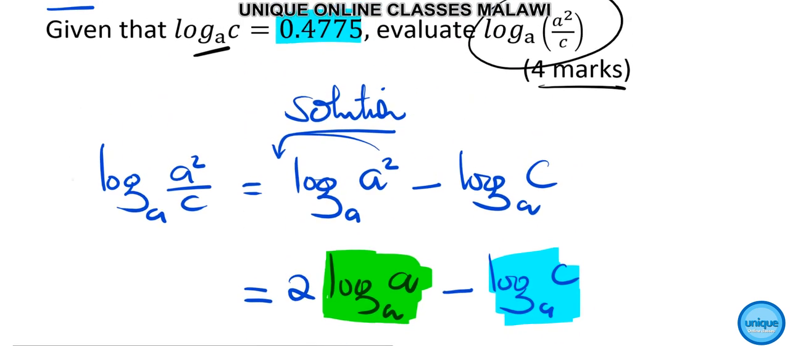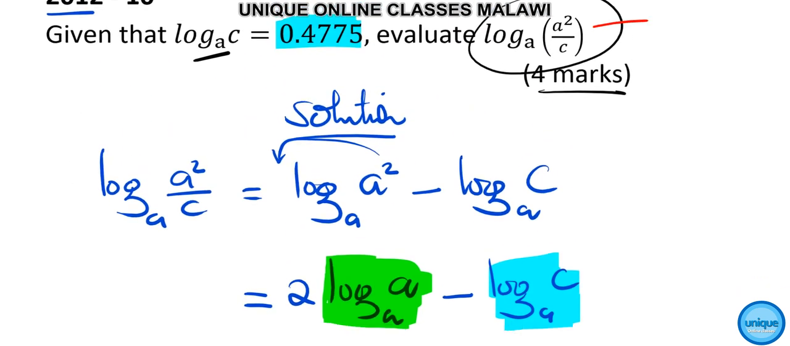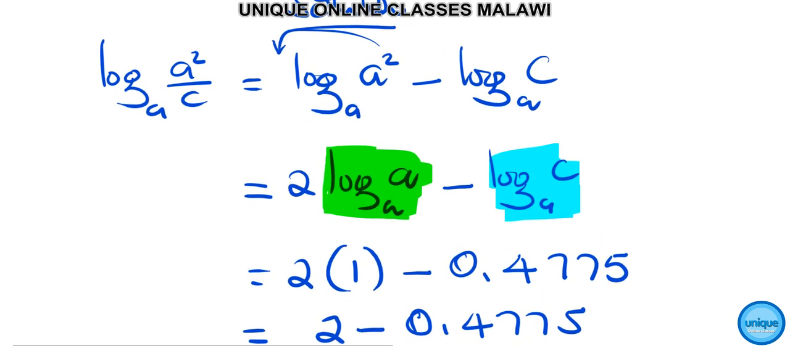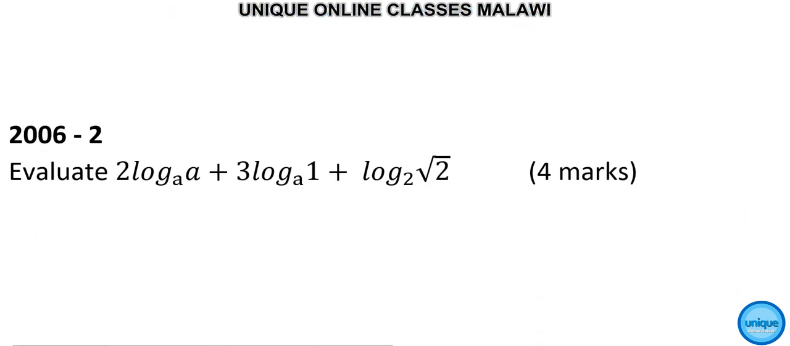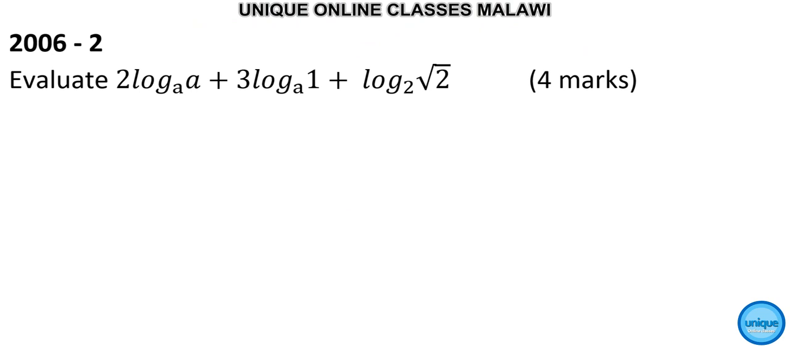So we have evaluated. My guys, you can see each step carries 1 mark, and we finish with the 4 marks. Let's now proceed to another question. Another question: I'm now going to evaluate 2 log of a base a plus 3 log of 1 base a plus 32 log of 32 base a. It was 4 marks, question number 2 in 2006.